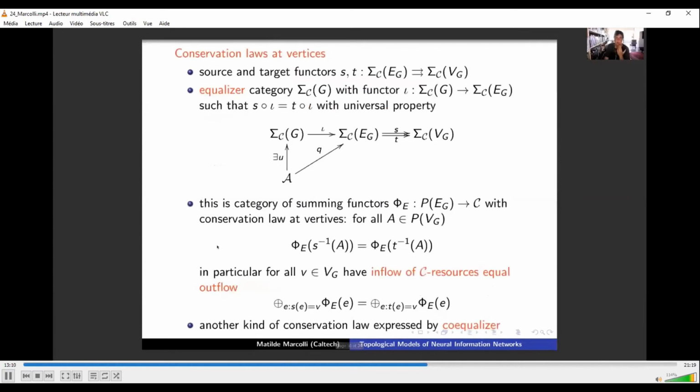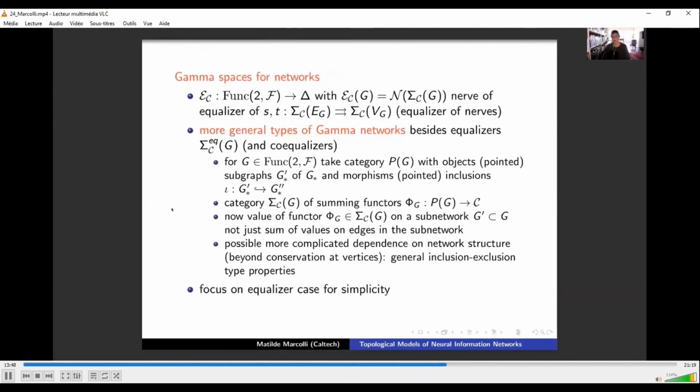And there are nice categorical ways to describe constraints that one can put. For example, the equalizer of these functors determined by the source and target maps of edges and vertices is a way to describe them. You expect the resources to have conservation laws at vertices, so the amount of resources that are flowing in along the incoming edges should be equal to the amount of resources that are flowing out along the outgoing edges. And there are other kinds of conservation laws that can be formulated that are more sophisticated than just these Kirchhoff-like conservation laws, and can be expressed in terms of other more general inclusion and exclusion relations over subnetworks. But we're just focusing on this case here for simplicity.